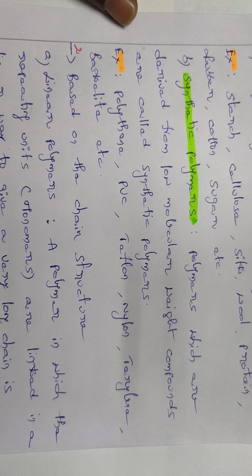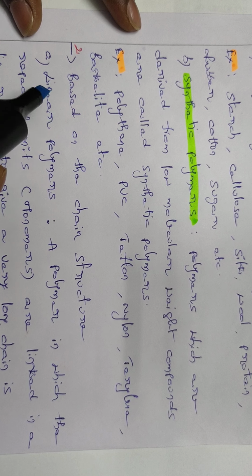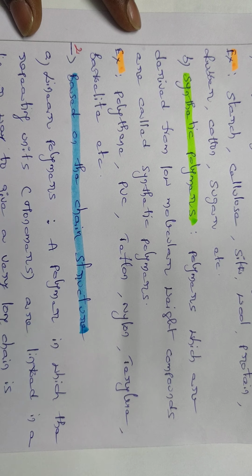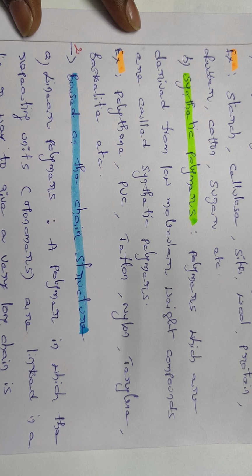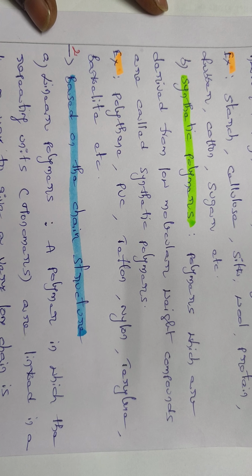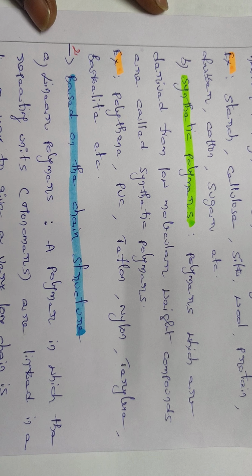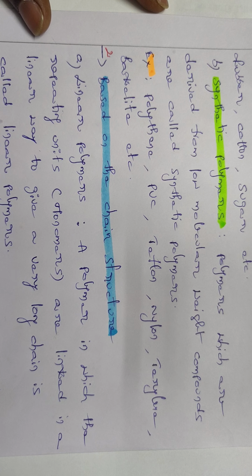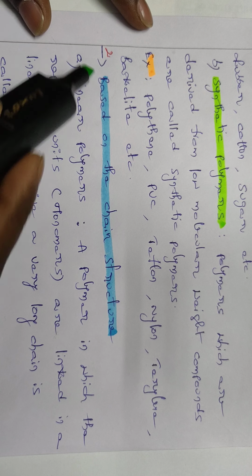And then the second classification is based on chain structure. Based on chain structures, how are the polymers classified? Based on chain structure, polymers are mainly classified as three types: linear polymers, branched polymers, and cross-linked polymers. So the first one is linear polymers. So what are linear polymers?